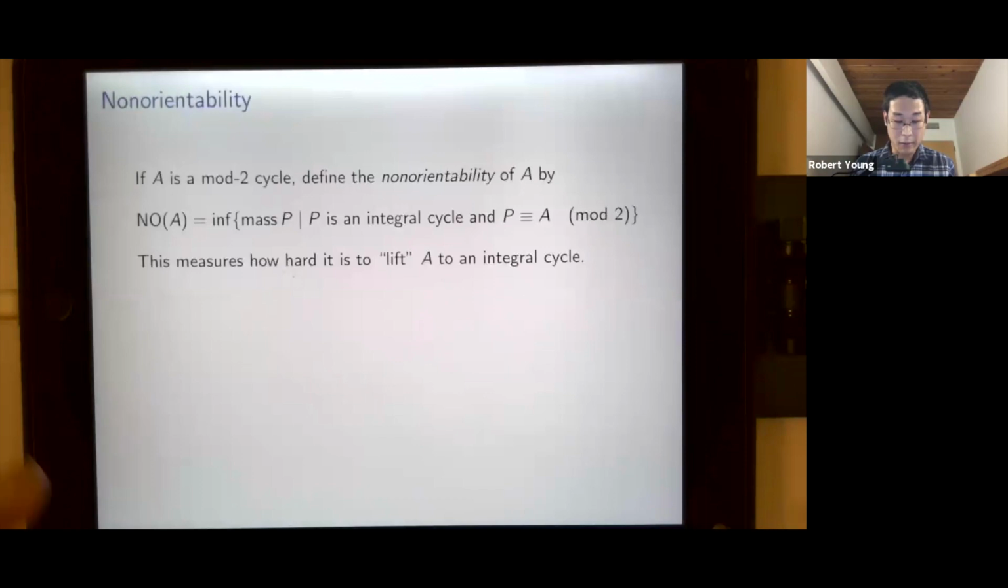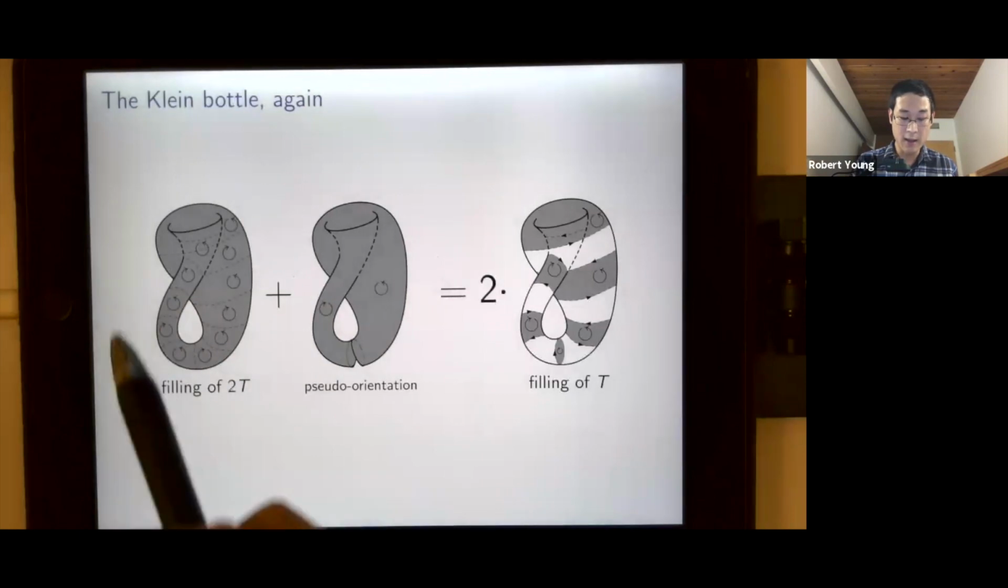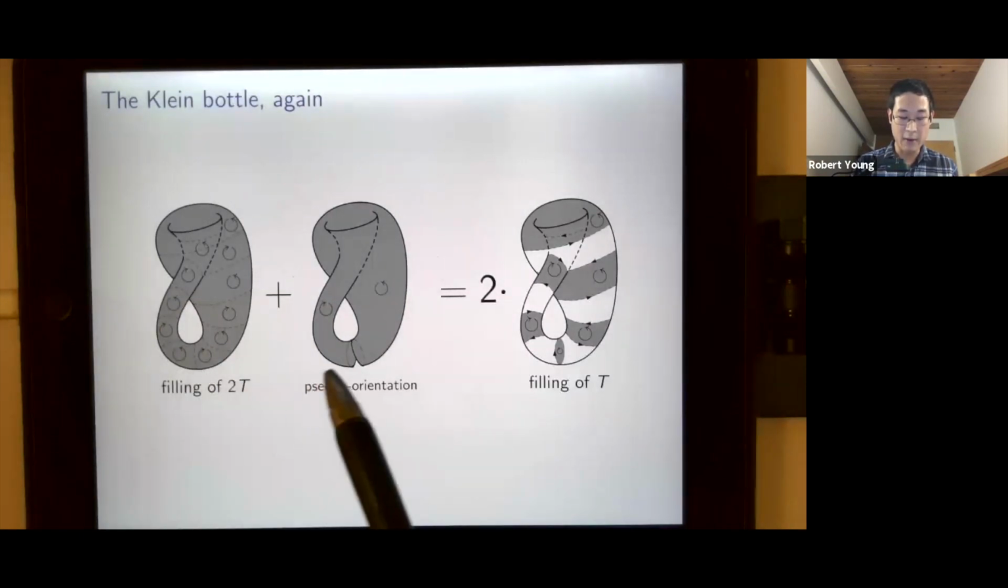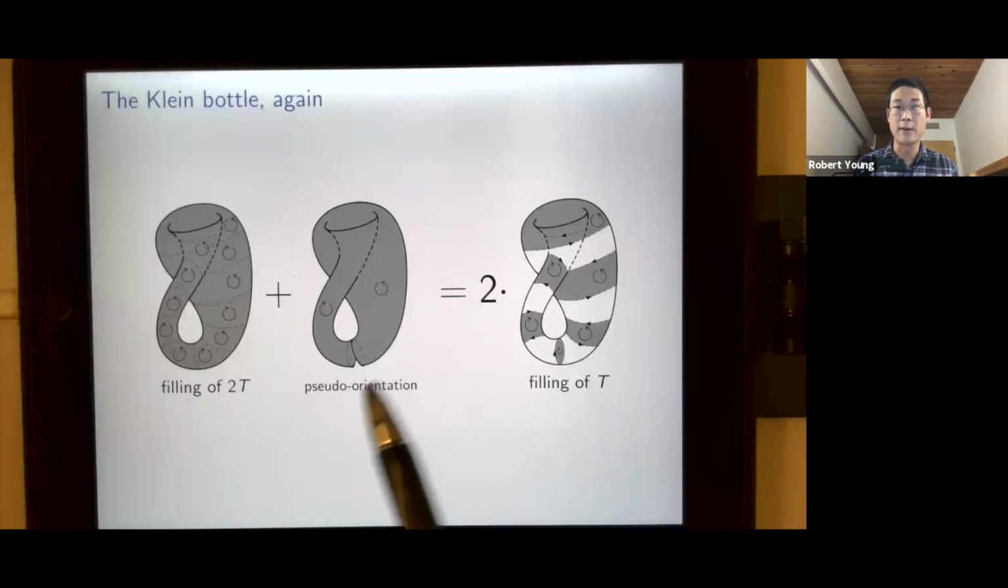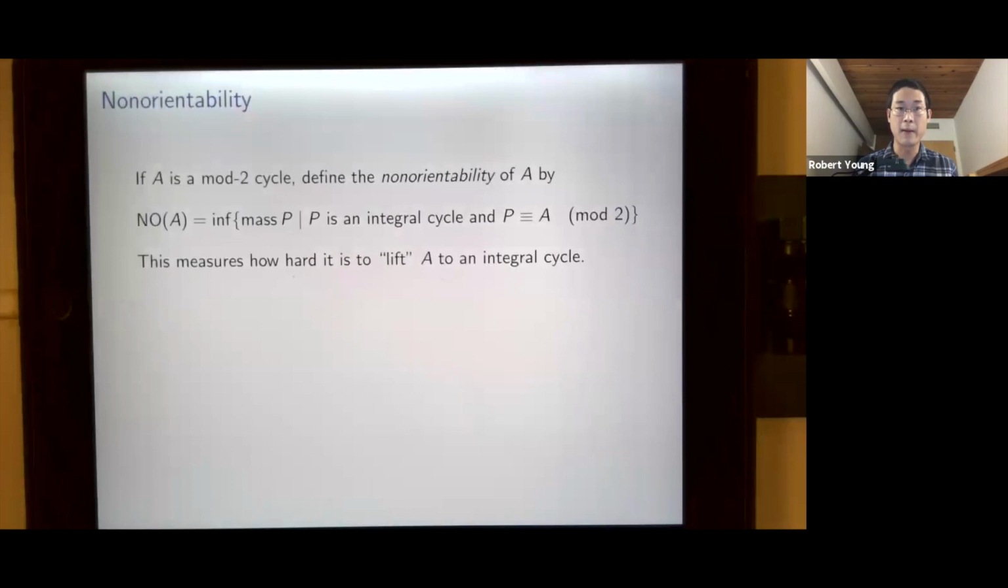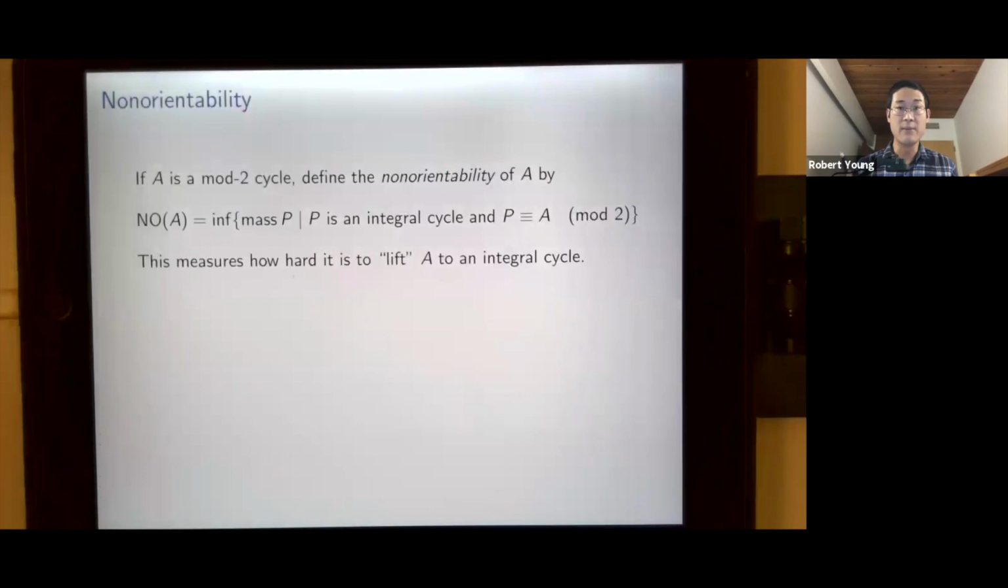Yeah. So okay. So where are we? If we take a filling of 2t, we forget the orientation, and then we try to orient it again to get this pseudo orientation. And so the difficulty of cutting this filling of 2t in half has to do with the size of this pseudo orientation. We get an inequality that looks basically like this. If A is a mod 2 cycle, we define the non-orientability of A as the minimum mass of a pseudo-orientation, the minimum area of an integer cycle which is congruent to A mod 2. This basically measures how hard it is to lift A to an integer cycle.